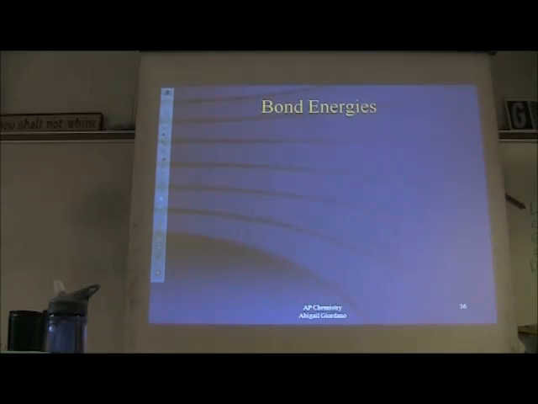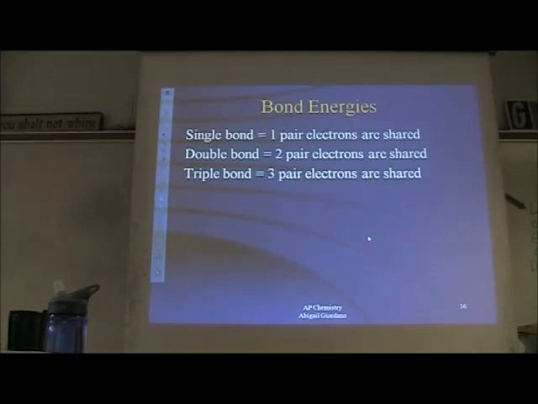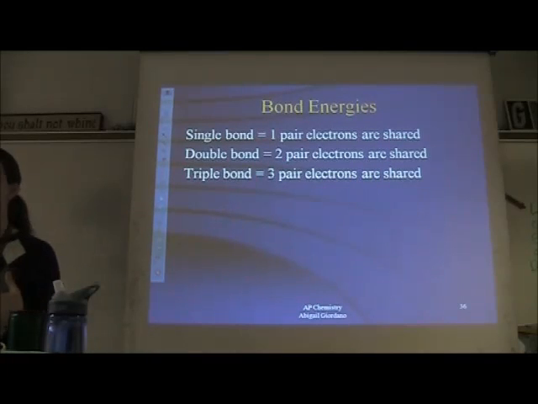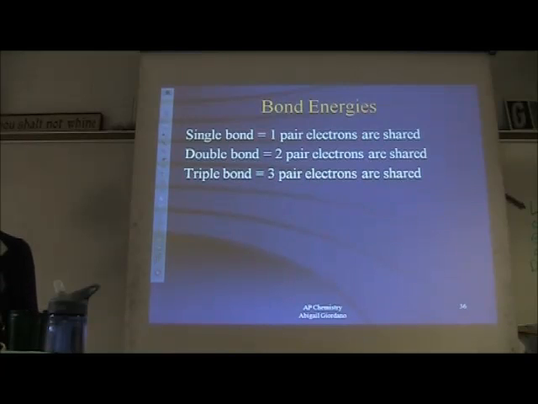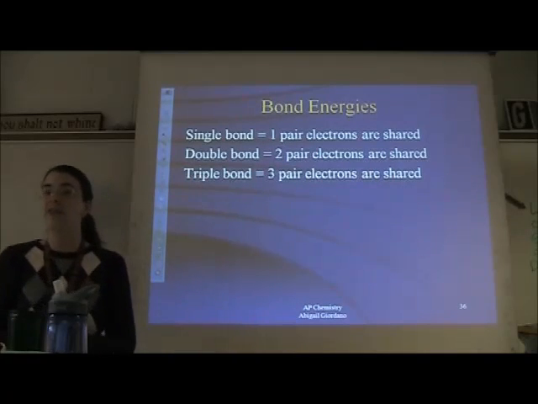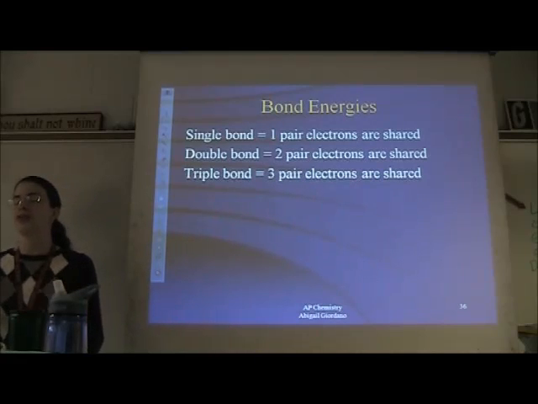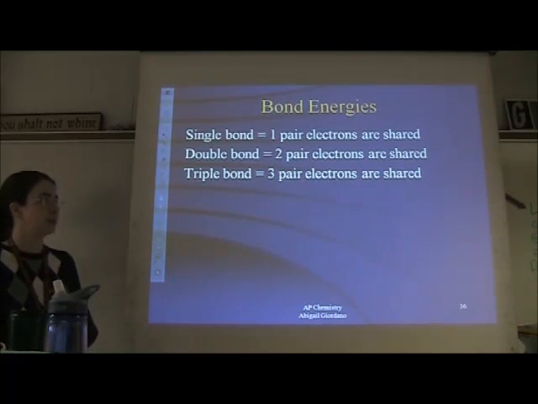And the first little topic that we're going to do today is the only bit of math in this entire chapter 8 and 9 section. And it is on bond energies, okay? Which we have already discussed. We have already discussed that a bond energy means the energy required to break a bond. Now, we haven't yet talked about multiple bonds, which we're going to start seeing more and more starting today.